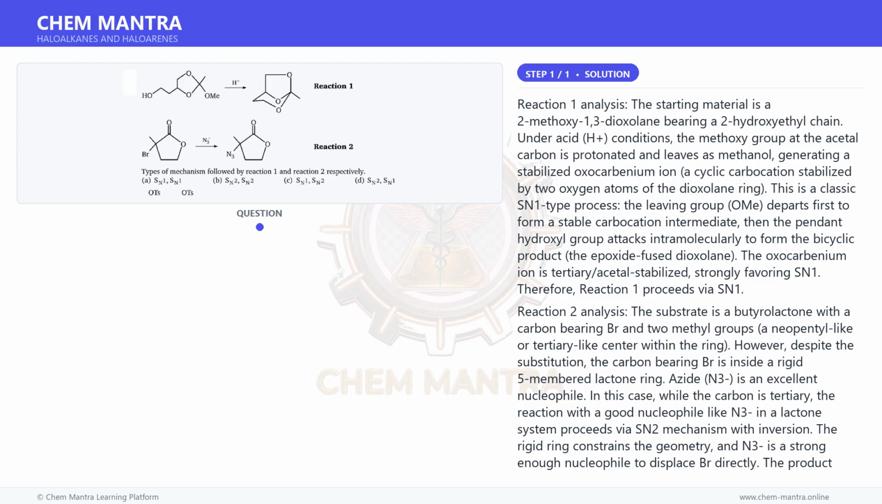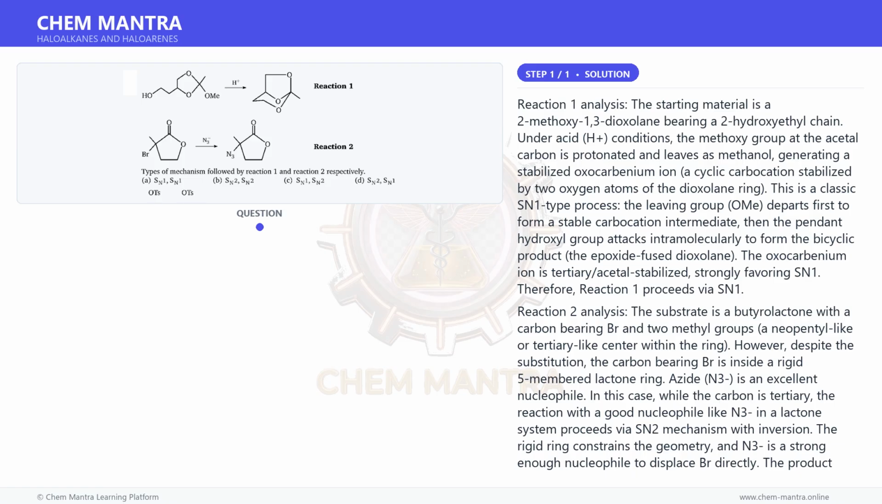The leaving group, OMe, departs first to form a stable carbocation intermediate, then the pendant hydroxyl group attacks intramolecularly to form the bicyclic product, the epoxide-fused dioxolane. The oxocarbenium ion is tertiary, acetal-stabilized, strongly favoring SN1. Therefore, reaction 1 proceeds via SN1.